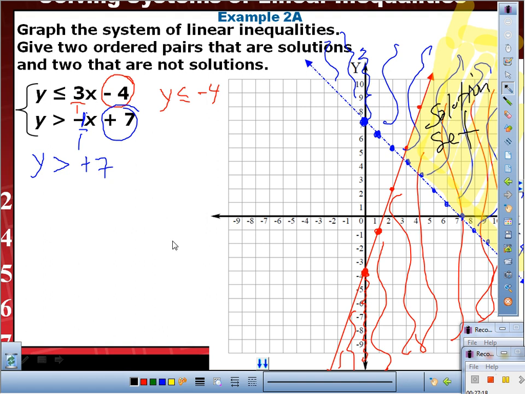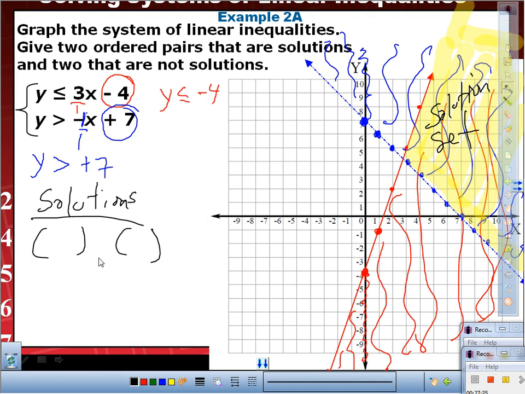It said to give two ordered pairs that are solutions and two that are not solutions. So first of all, who can give me two solutions? Fernanda, 1, 9, 5. Let's see, is it in that shaded area? Yes. Who can give me another one? Yes, Elias? 5, 5, that is correct.